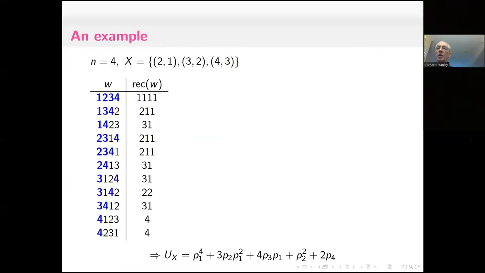Well, in fact, you can see it from here, because if we apply omega to UX, we get UX bar. But omega applied to P2 P1 squared is minus P2 P1 squared. So we're going to get a minus sign if we replace X by X bar here.